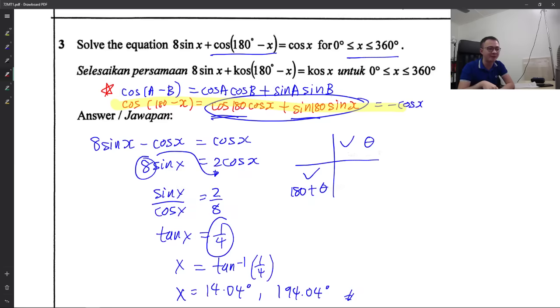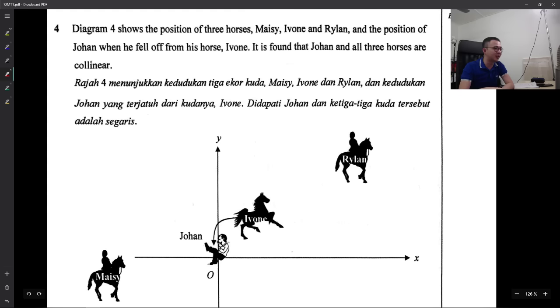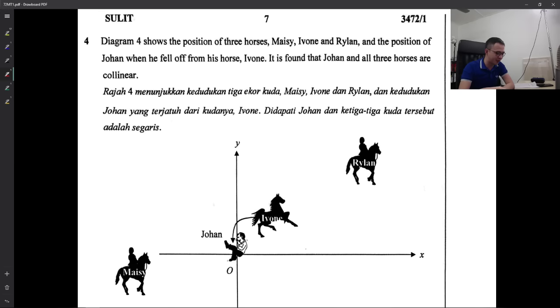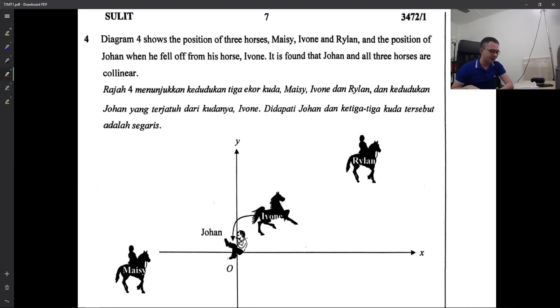This question is not too bad. Okay, number 4 here. I need to zoom out a little bit, because this one will need some space. There are two ways to solve this one, and of course I will show you the easiest way first. Diagram 4 shows the positions of 3 horses: Maisie, Ivonne, and Ryan, which I'm going to call M, I, and R. The position of Johan, which I'm going to call J, is where he fell off his horse.